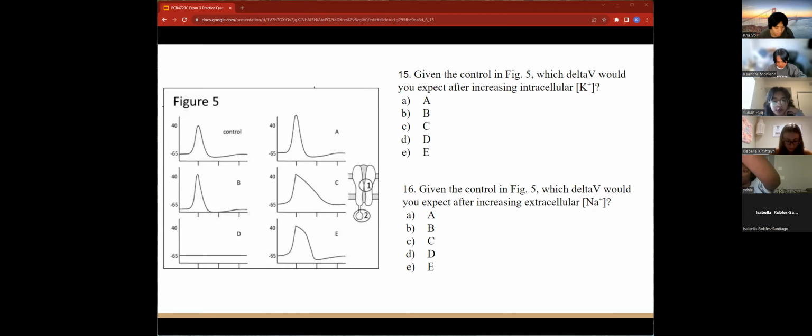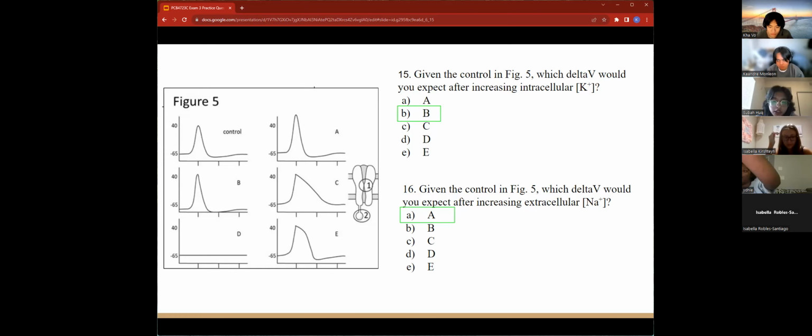Okay, so most people put B for 15 and A for 16. And those are the right answers. Okay. So for 15, it's asking about increasing intracellular potassium.